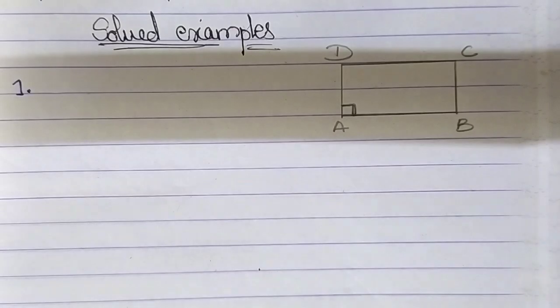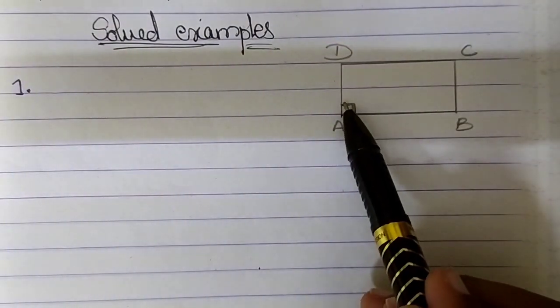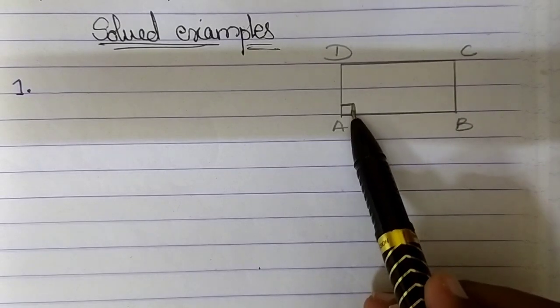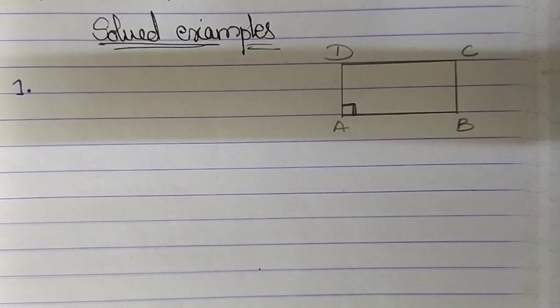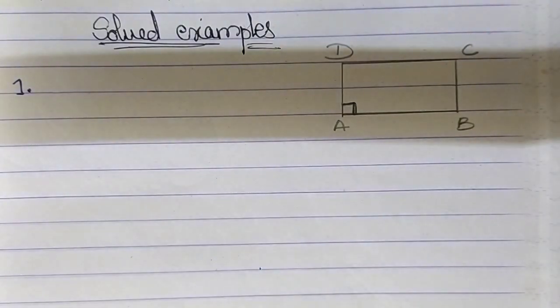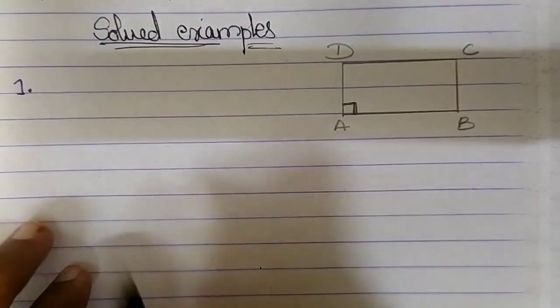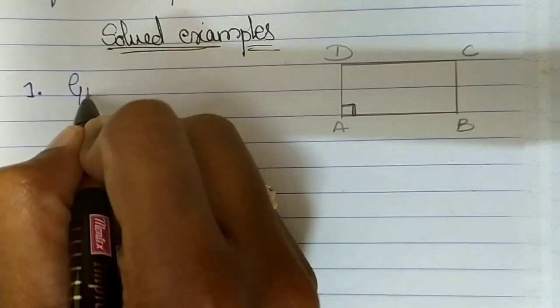So here in the figure we have a rectangle ABCD, with one of its angles, say angle A, equal to 90 degrees, or it is a right angle. Here we have to prove that all the remaining angles B, C and D are also equal to 90 degrees. To do that, as we recalled just now, a rectangle is a parallelogram. So first let us write down given.